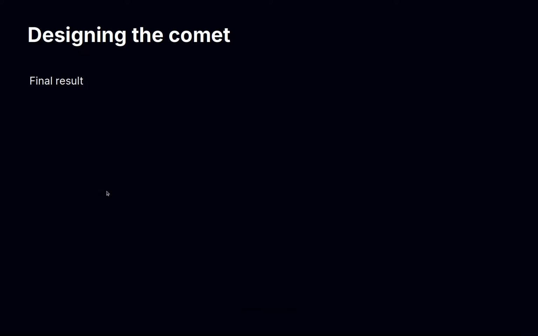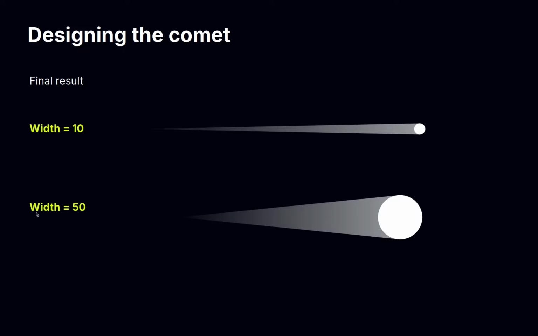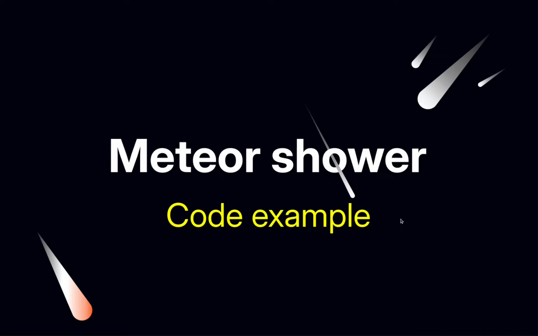Now let's see the final result. This is what I will show you in the code. But if we set the width to 10, it gives us, so here the width is 10 and the length, I didn't specify the value, but you can see that the length is big. And here is the result if we increase the width. So you can see that the meteor became very large. Okay, so now I think we have everything we need.